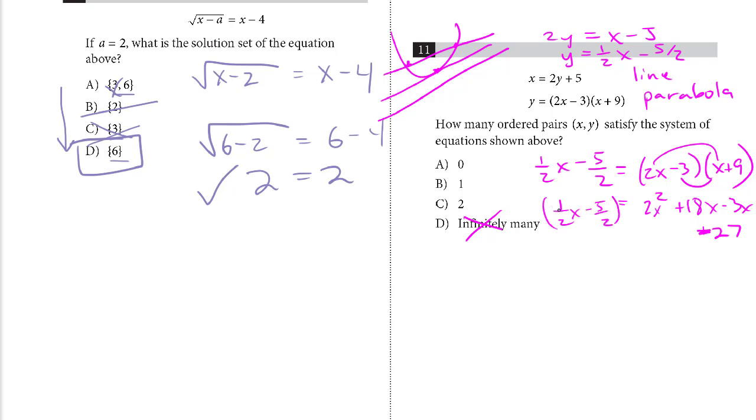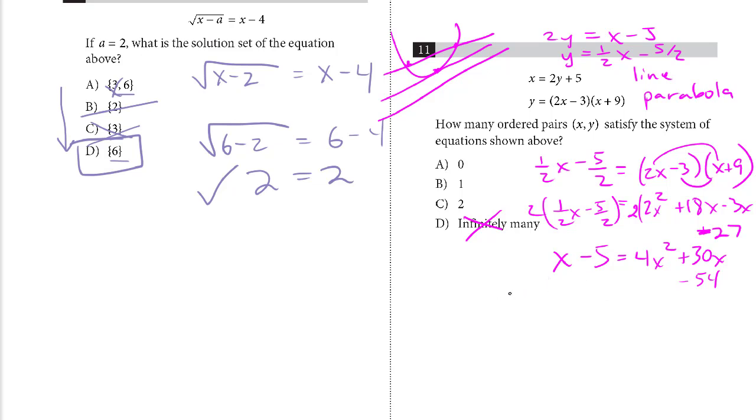I'm going to multiply both sides by 2. Okay? So x minus 5 equals 4x squared. Combine like terms. 18x minus 3x is 15x. But remember, I multiplied that by 2 as well, even if I didn't show it. That would be plus 30x. And minus 27 times 2 is minus 54. Okay, so let's see if we can't simplify, set the polynomial equal to 0.